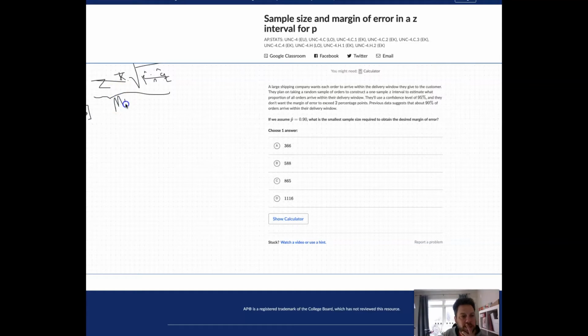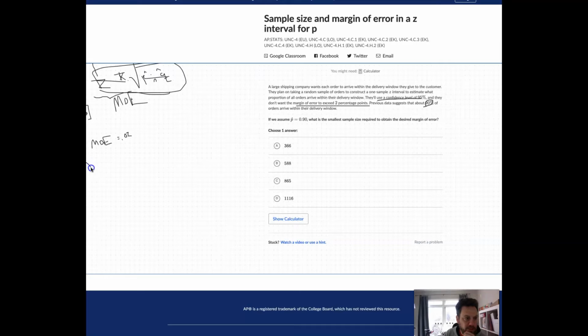So what they're going to do is say, okay, I don't want the margin of error to exceed whatever it might be. And they'll give you the confidence level with it, and they'll give you your p hat, basically. So I want the margin of error to equal 0.02. Well, the margin of error is all of this stuff up here, so it includes z star.